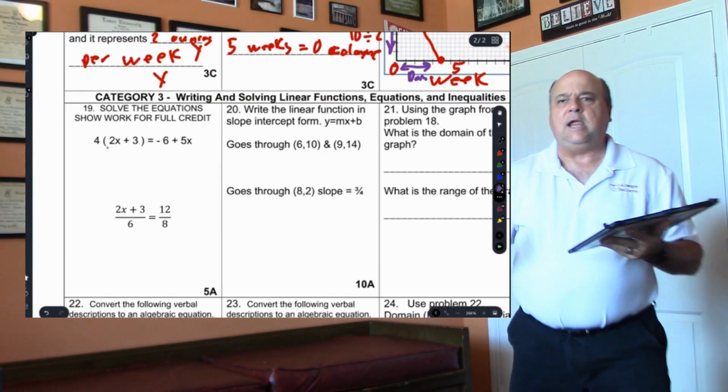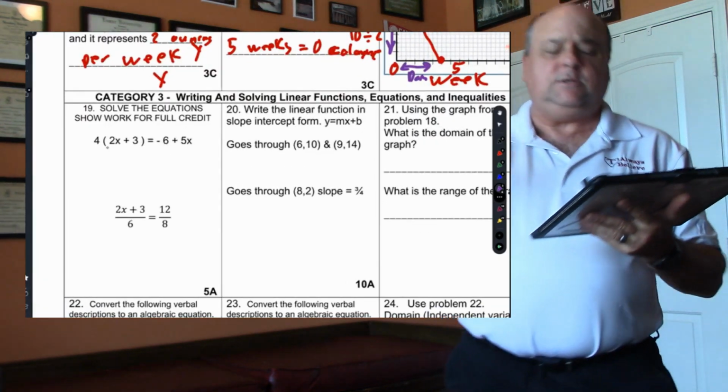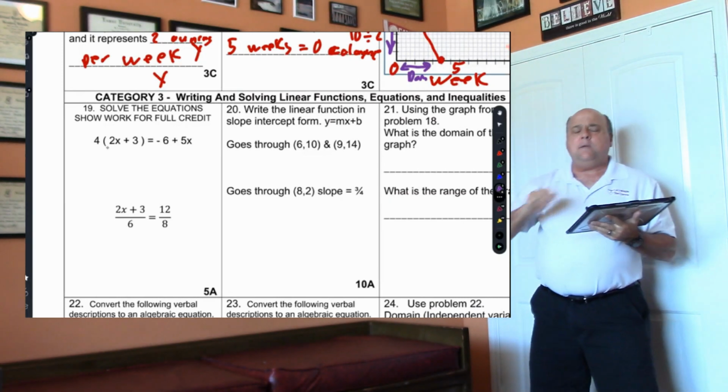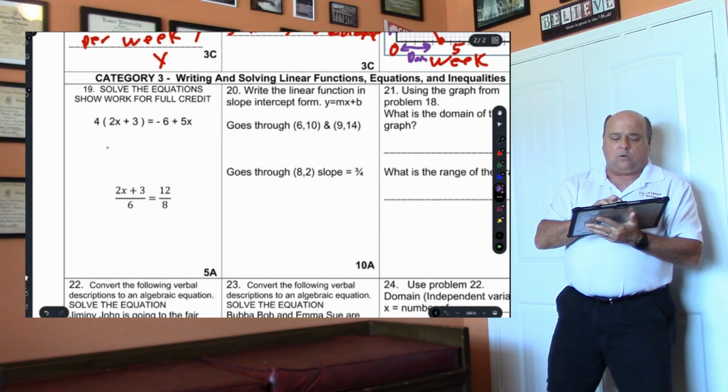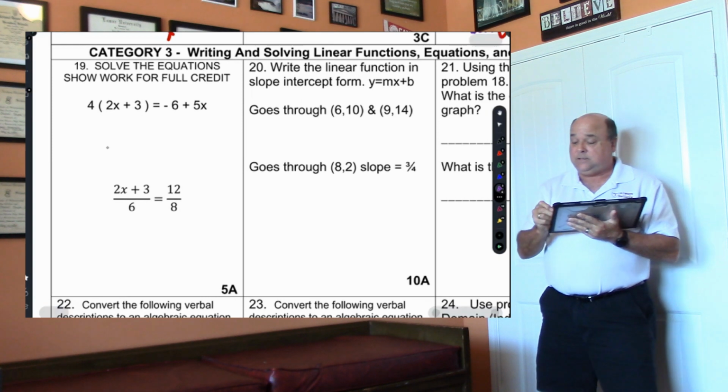Let me make sure this camcorder is still recording. Yes, it is. So we're on problem number 19. Making sure that camera is recording, this is the 3rd time I've done this.